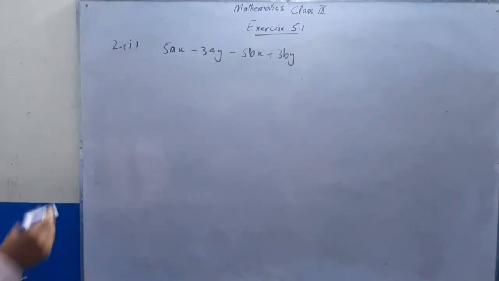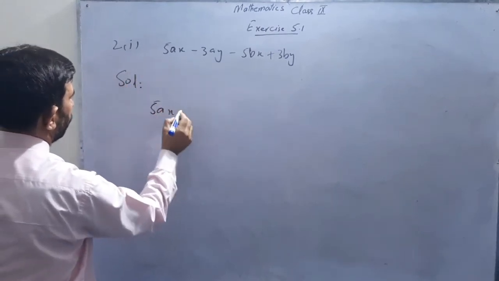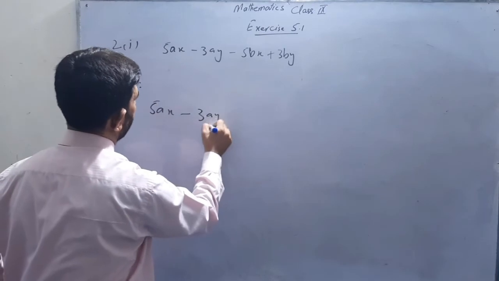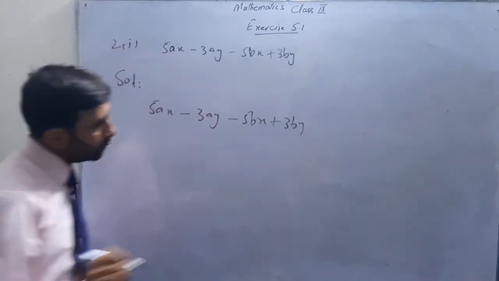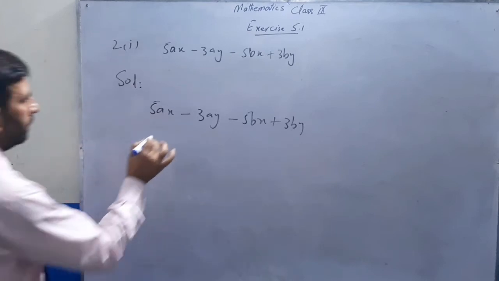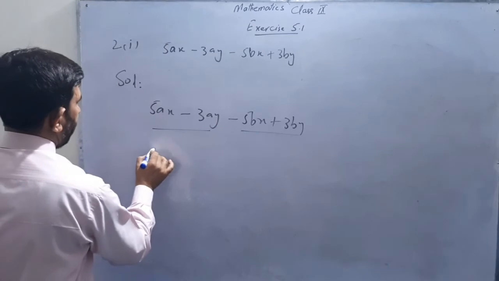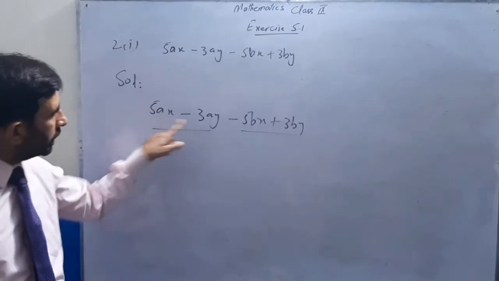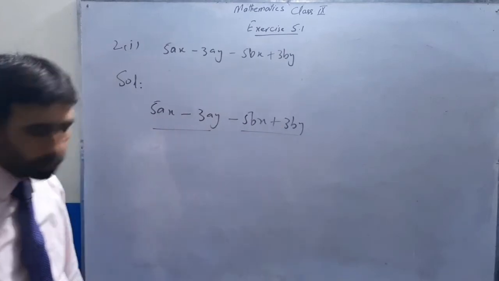Now make the groups. After writing the solution, the question is written again: 5x minus 3ay minus 5bx plus 3by. As there are four terms over here, we make groups. From these two terms we take one common number, and from the other two terms we take another common number.